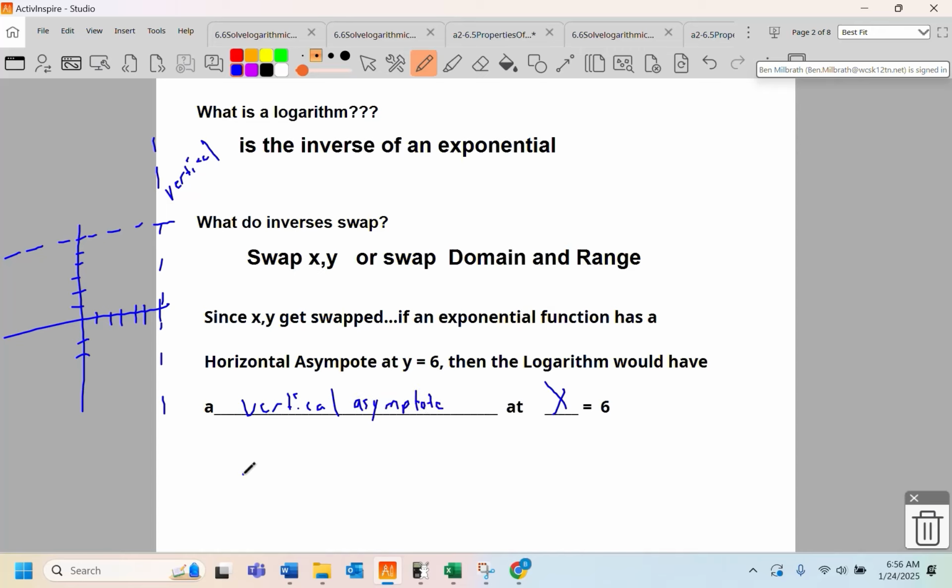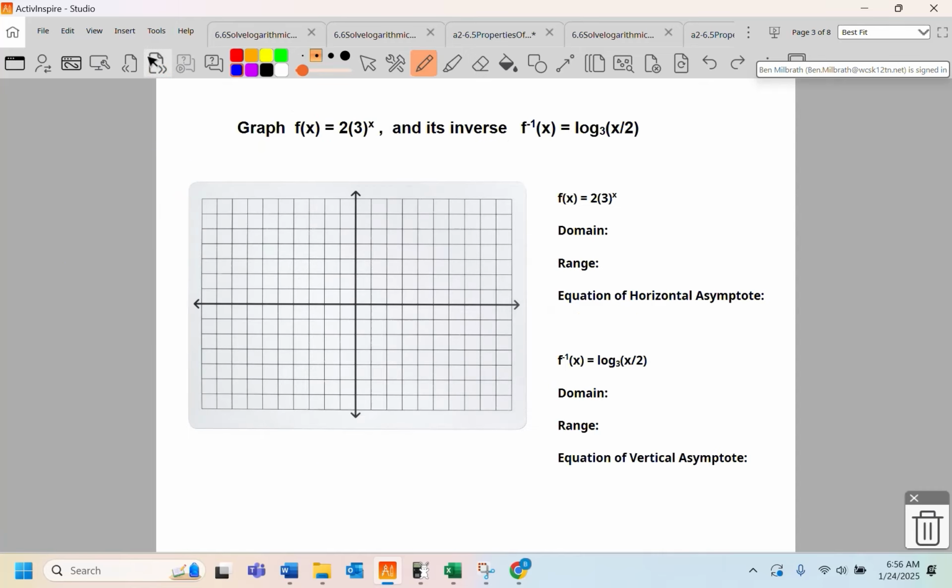Now, if you've forgotten what it means to be an asymptote, it generally means a line you don't cross. That's what it generally means. The horizontal asymptote is actually able to be crossed. The vertical is never able to be crossed. And when I talk about the horizontal asymptote being crossed, that's specific to certain functions. All right, graph f of x is 2 times 3 to the x and its inverse.